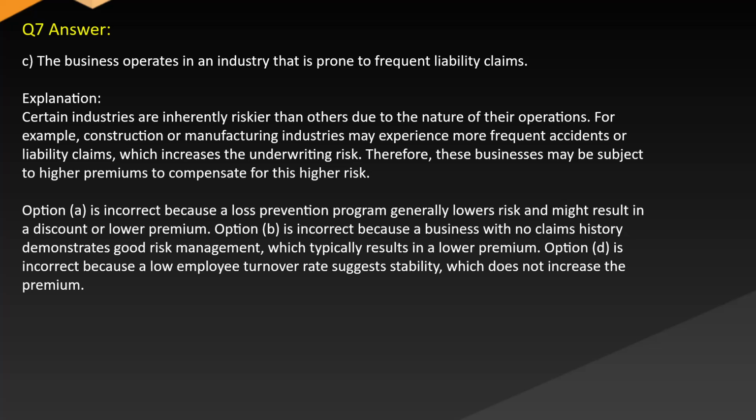Option A is incorrect because a loss prevention program generally lowers risk and might result in a discount or lower premium. Option B is incorrect because a business with no claims history demonstrates good risk management, which typically results in a lower premium. Option D is incorrect because a low employee turnover rate suggests stability, which does not increase the premium.